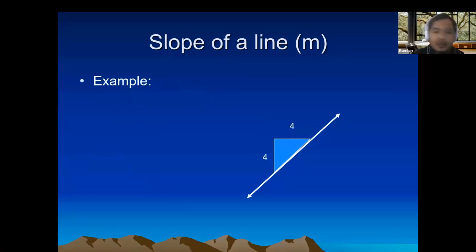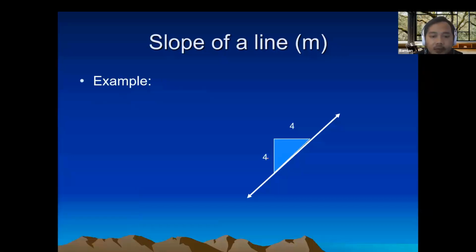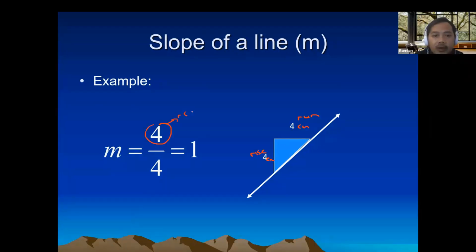So for example, like this. Let's say if I measure this, the rise is going to be 4. It can be any unit length. Let's say 4 centimeters, and this is also 4 centimeters. So the gradient or the slope is just the rise over the run. The rise is 4, and the run is also 4. So 4 over 4, we can simplify that as equal to 1. Okay, so this is the example.